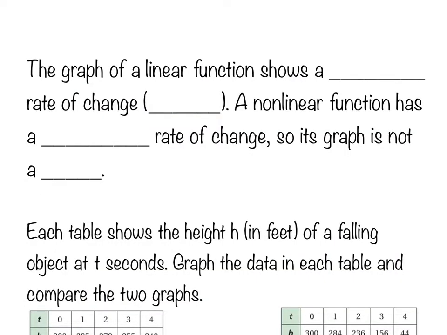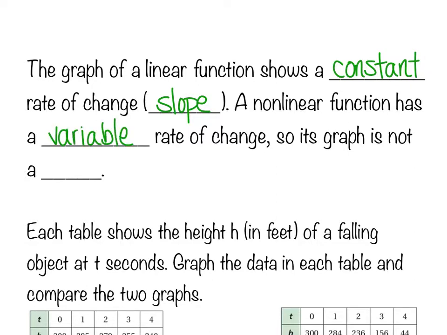Okay, so the graph of a linear function is going to show a constant rate of change. Remember, another word for the rate of change is the slope, so it's going to show a constant slope. However, a nonlinear function has a variable rate of change. So variable means that it's changing, right? So the rate of change itself is changing.